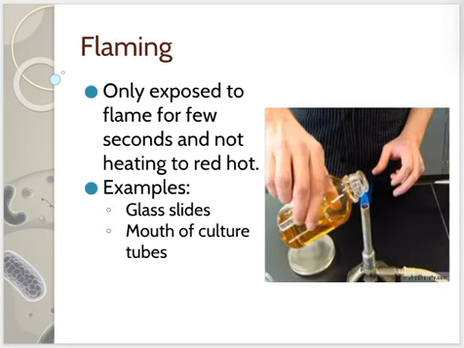Flaming is another quick sterilization method. Instead of heating an object until it's red hot, you expose it to a flame for just a few seconds. This works well for items like glass slides or the mouths of culture tubes. It's a practical way to reduce contamination quickly without damaging the material.